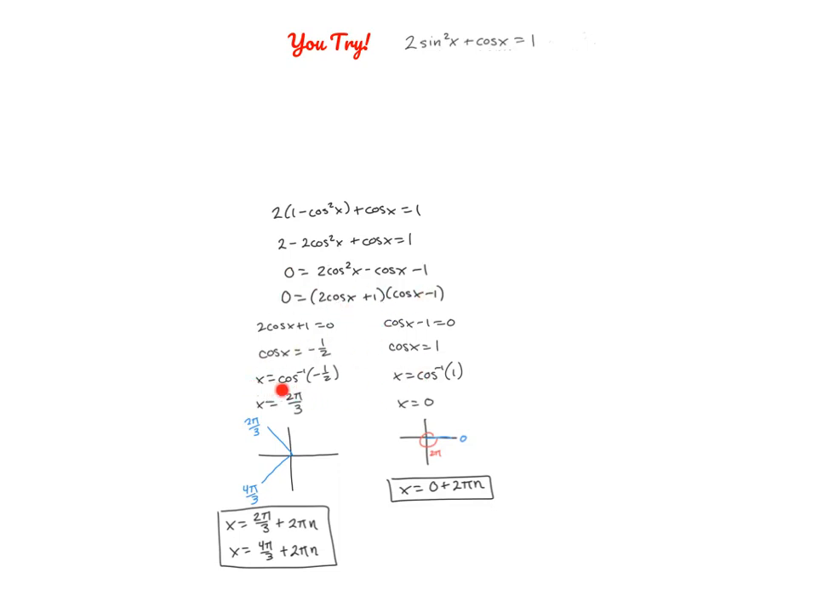Here, the arc cosine of negative 1/2 is 2 pi over 3. Remember, the range of arc cosine is 0 to pi, so it must be 2 pi over 3. But we know that cosine is also negative in quadrant 3, so 4 pi over 3 would also work. Since this isn't a uniform distance between the two, we have to name them separately and then say they repeat every 2 pi units. And then here, arc cosine of 1 is 0, and that reoccurs every 2 pi units.